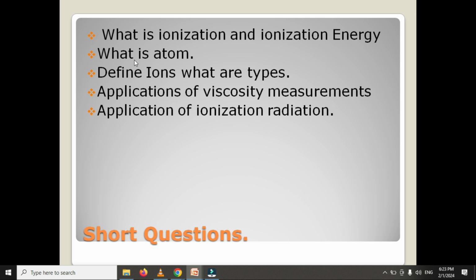Some short questions. First, what is ionization and ionization energy? Second one, what is atom? Third one, define ions and what are types? Fourth one, application of viscosity measurements. Fifth, application of ionization radiation.